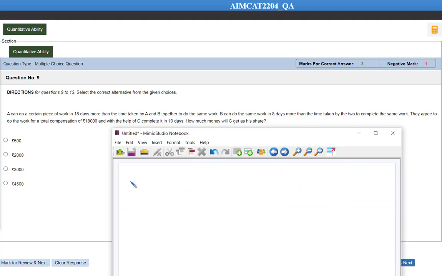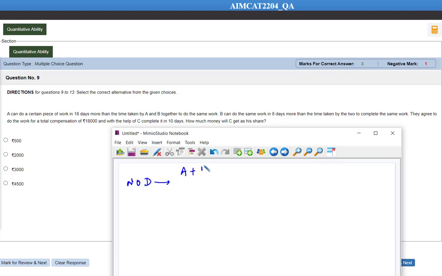Okay, so over here let me read the question first of all. They agreed to do the total work for a compensation of 18,000 rupees, and with the help of C they finish in 10 days. How much money will C get? Okay, look here, which condition am I talking about? Number of days.